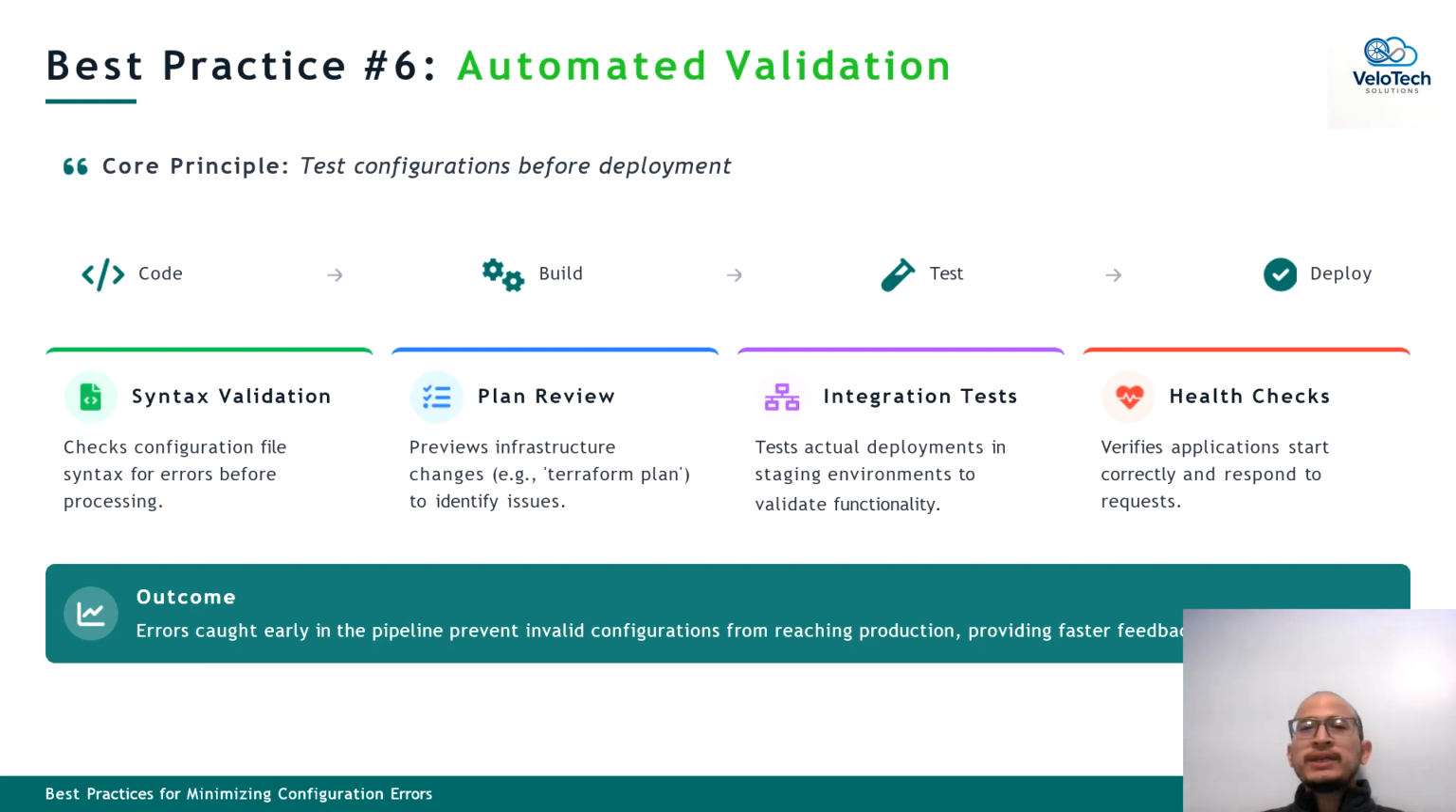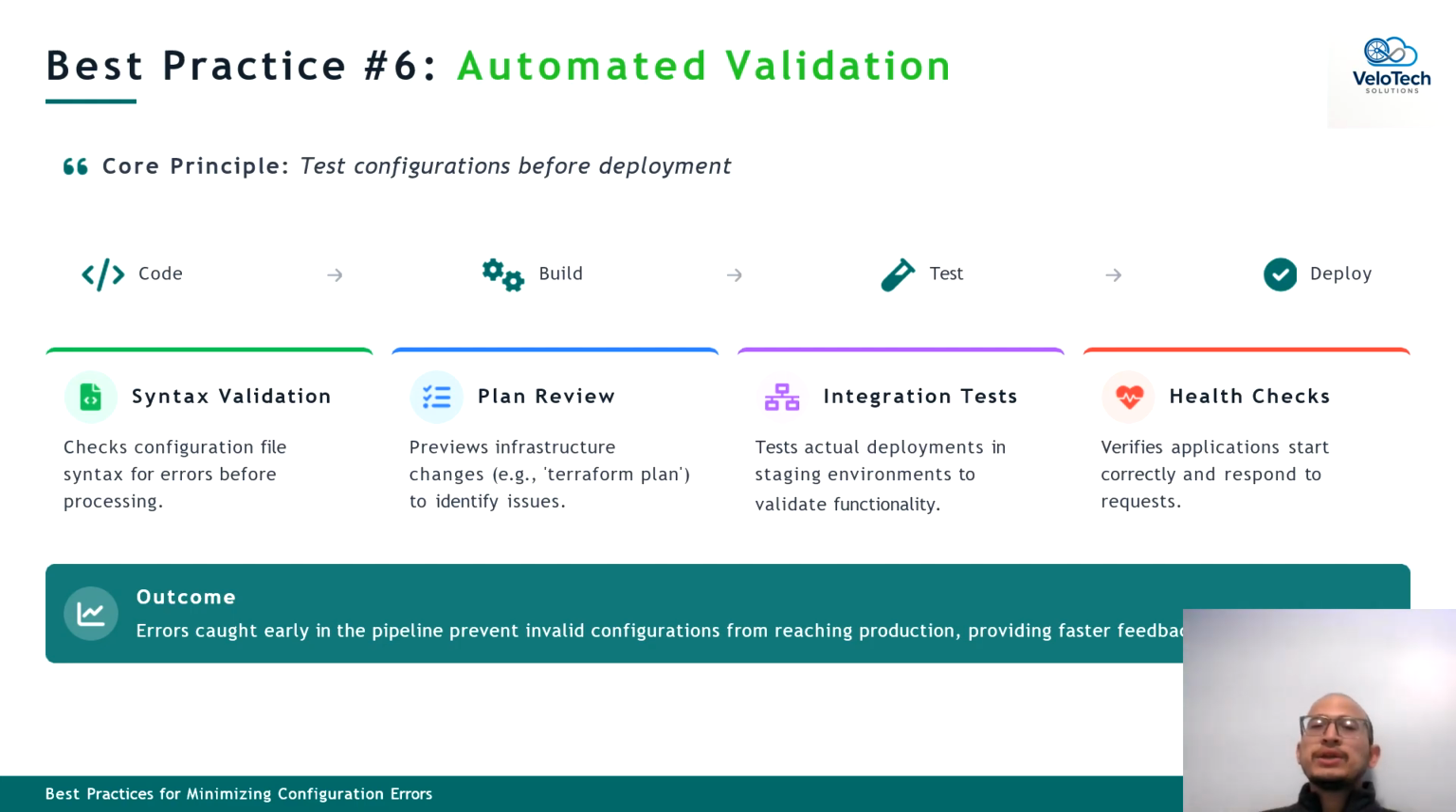DataSphere implemented validation at multiple stages of their pipeline. First, syntax validation. Before even attempting to use a configuration file, they validate that the syntax is correct. Is it valid YAML? Is it valid JSON? This catches basic mistakes immediately. Second, plan review. For infrastructure changes, they use Terraform's plan feature to preview exactly what changes will be made before applying them. This lets them catch issues like, oh, this is going to delete our database, before it actually happens.